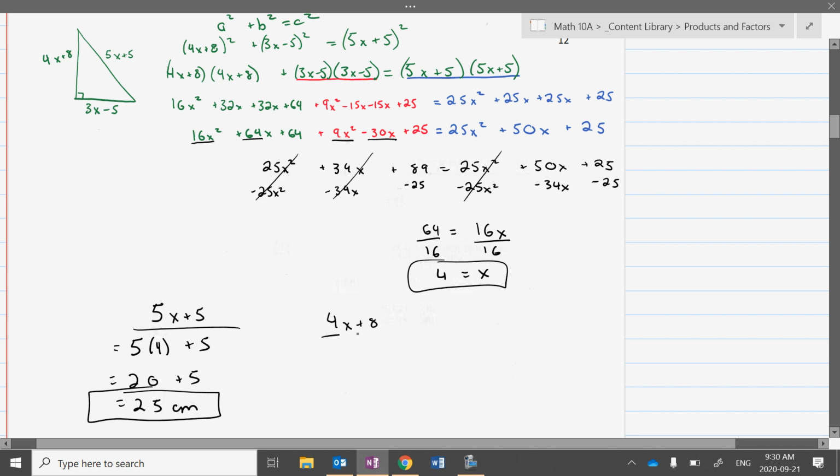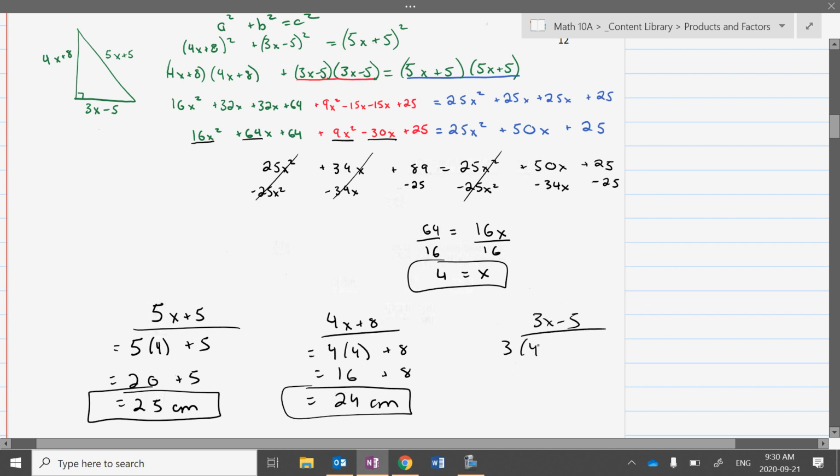4x plus 8. So I'm going to get 4 times 4 plus 8, which is 24 centimeters. And then our last side is 7 centimeters.